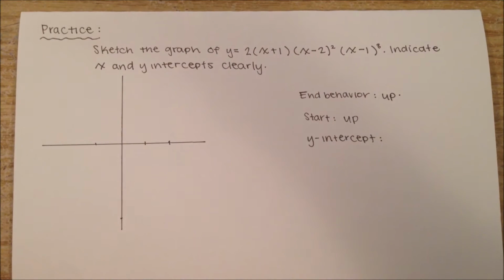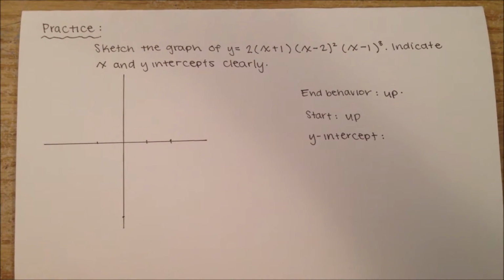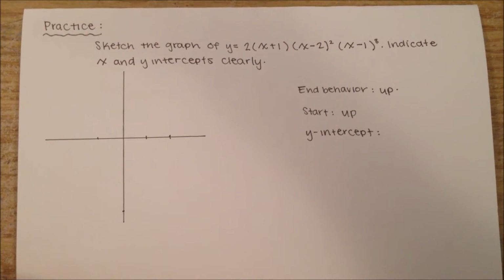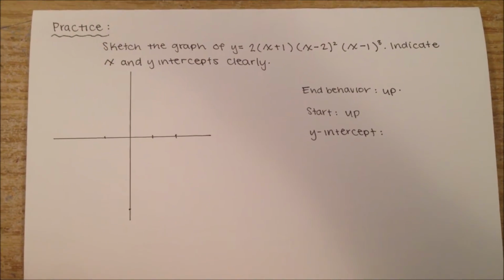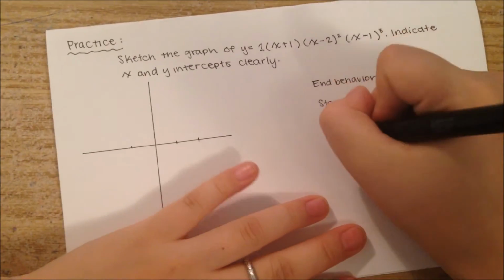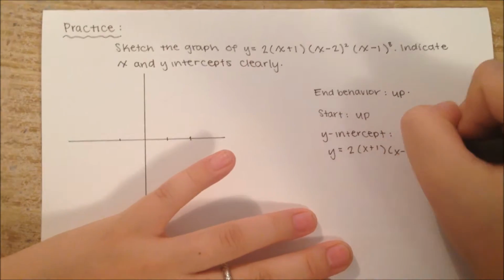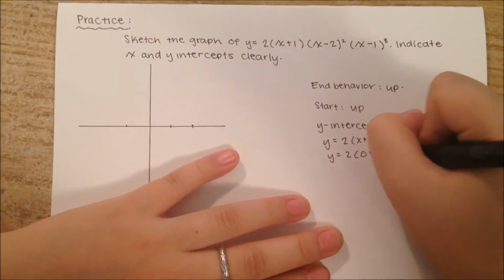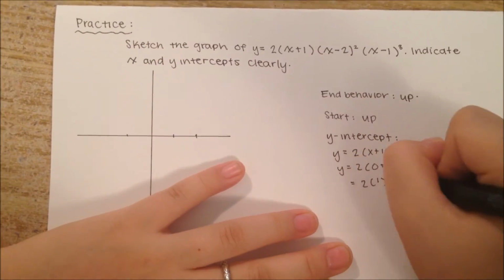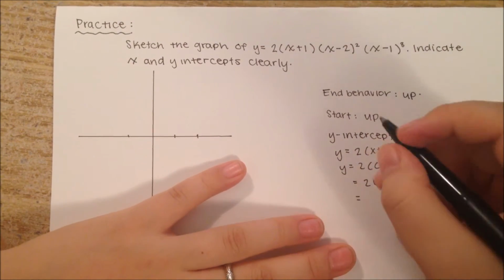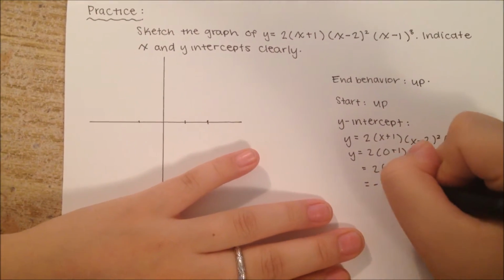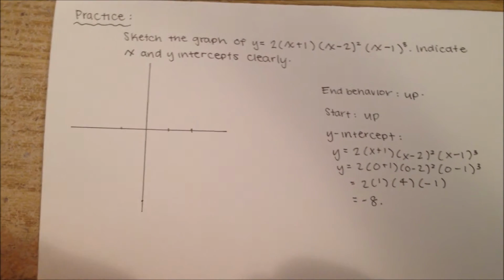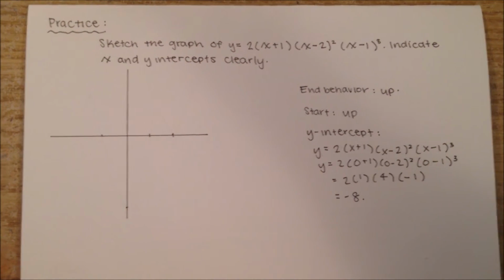Then we find the y-intercept. To find the y-intercept, we plug in 0 for x because we are finding the y value for when x is 0. Which leads us to a y-intercept of -8. Now we can sketch the graph of the function.